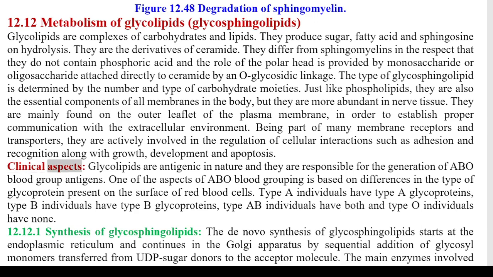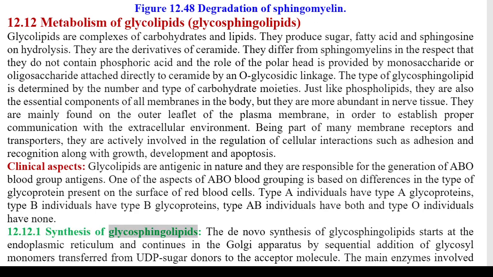Clinical aspects. Glycolipids are antigenic in nature and they are responsible for the generation of ABO blood group antigens. One of the aspects of ABO blood grouping is based on differences in the type of glycoprotein present on the surface of red blood cells. Type A individuals have type A glycoproteins, type B individuals have type B glycoproteins, type AB individuals have both, and type O individuals have none.